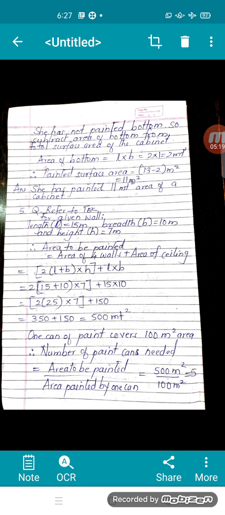For the given hall, length, breadth, height is given. Area to be painted is equal to area of 4 walls plus area of ceiling. So 2 into L plus B into H plus L into B. Area of ceiling will be length into breadth. By putting the values we get 350 plus 150, that is 500 meters square. Now 1 can of paint covers 100 meter square area. So the number of paint cans needed will be 500 meter square upon 100 meter square, that is 5. The number we get is 5.